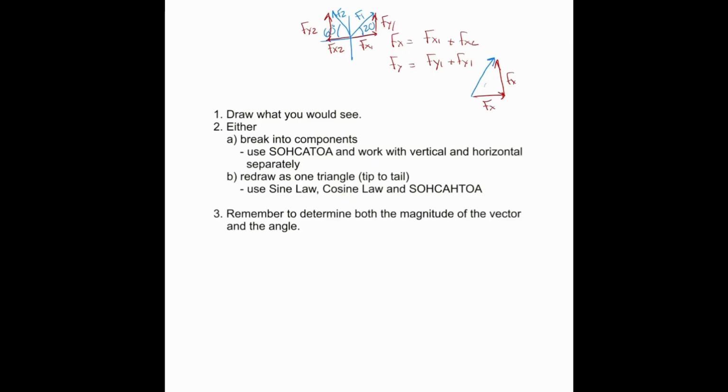Or we could redraw the vectors as one triangle, tip to tail, with the angles. This takes a little bit more geometry maneuvering to figure out what these angles are, and then use the sine law, the cosine law, and a combination of SOHCAHTOA to figure out the magnitude and direction. We need to remember that we need to determine both the magnitude and the angle, or the direction. When you see angle, that really means the direction. So, like we always do, let's start with an example.